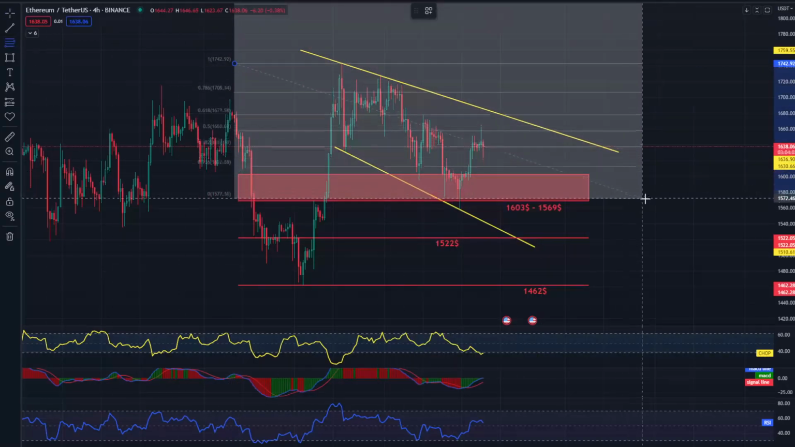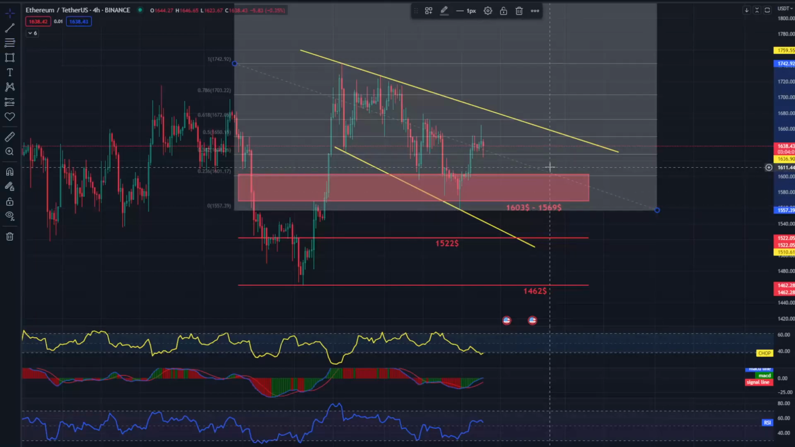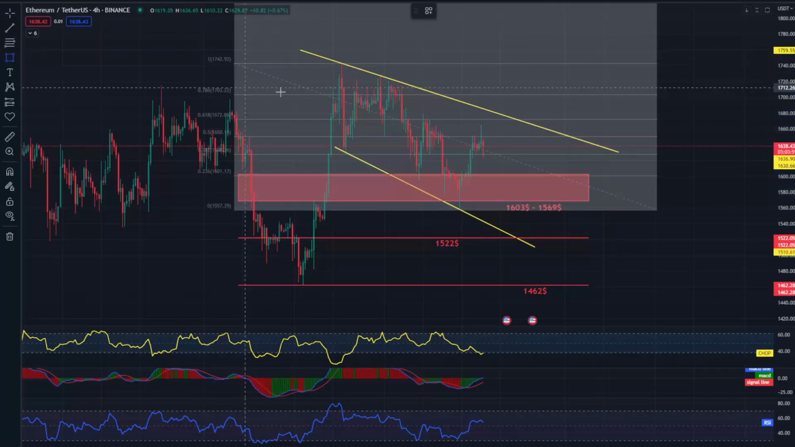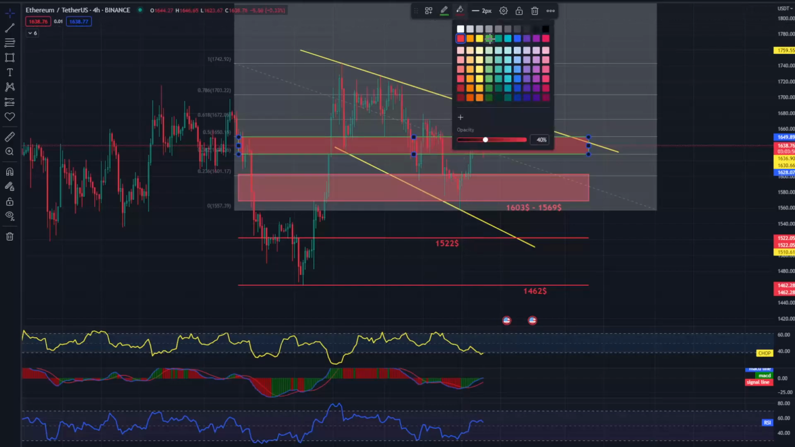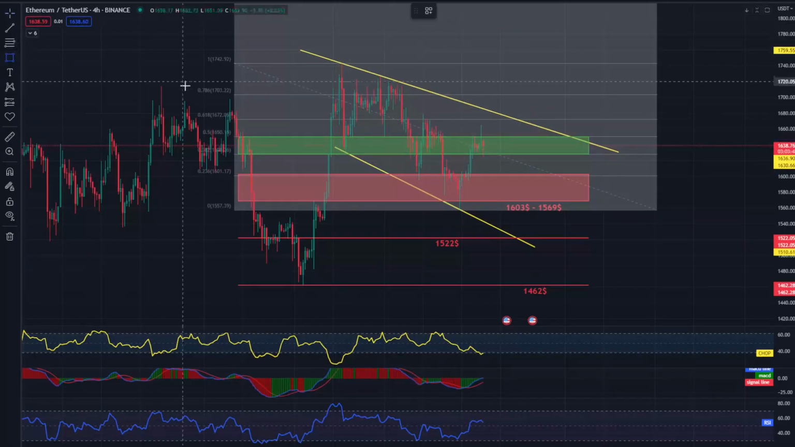Looking at the other side, we can mark the places where the price should encounter resistance on the path of growth. And here, as the first, we have a resistance zone from $1,628 to $1,650.